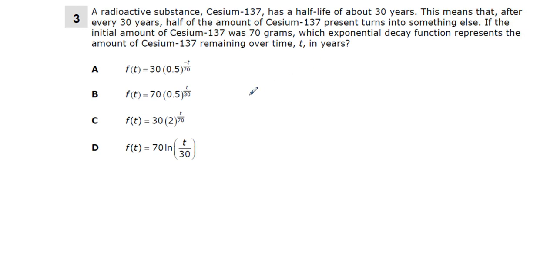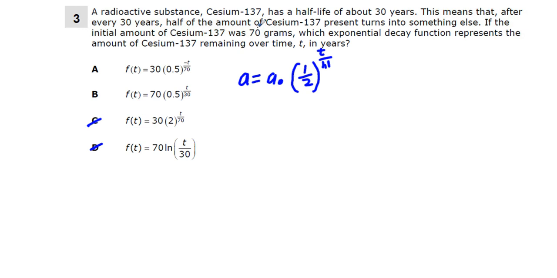Problem 3, a radioactive substance, cesium-137, has a half-life of about 30 years. We went over this quite recently. The half-life equation is A, which amount equals your starting amount, times our base of 1/2, to the power of t over your half-life. Okay, so you have to have a base of 0.5. Anything that doesn't have a base of 0.5 is just automatically wrong, and you should recognize that right off the bat.